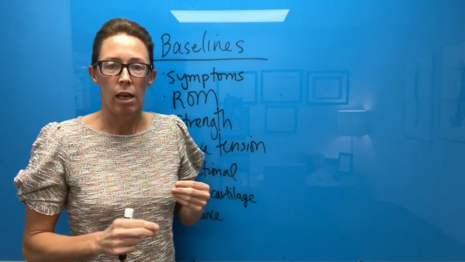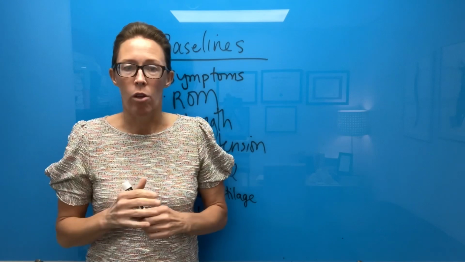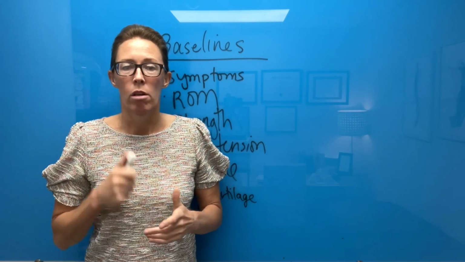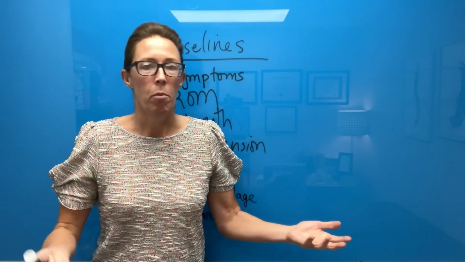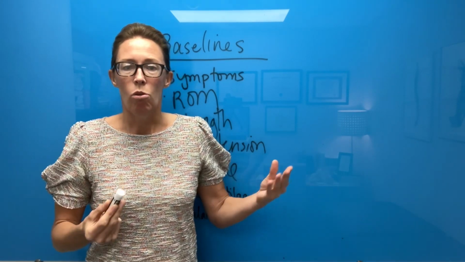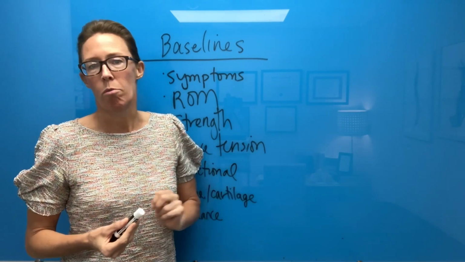So a functional baseline can be kind of gleaned in the office, and if not, then it could be something out of the office. Every time I walk a mile uphill, my hip hurts. Every time I'm asleep, the pain wakes me up at 3 a.m. So something that you can't do in your normal function is a functional baseline.